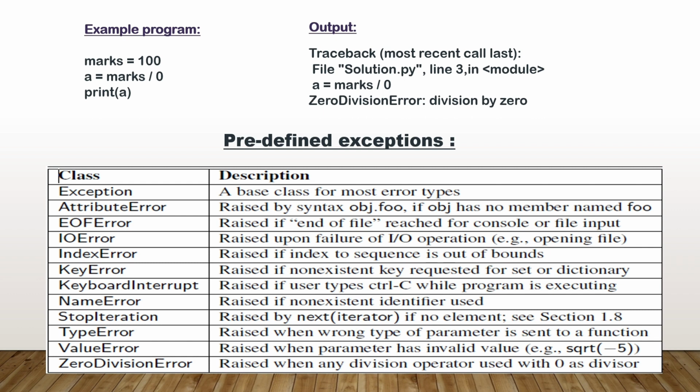For example, like index error. Index error is raised when you are going to access an index that is not present in any list, tuple or any other thing. Then in such cases, index errors are raised. The last one is zero division error in the given list. We already saw an example regarding this zero division error.